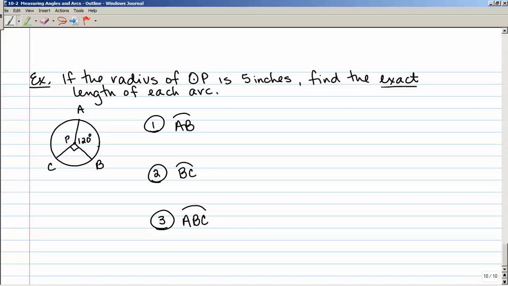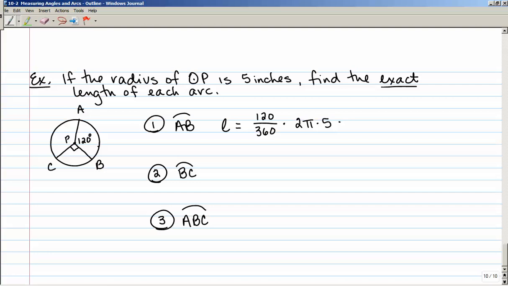If the radius of circle P is 5 inches, and remember, I need to know the radius, or I could use the diameter of the circle, because I need to plug it into the circumference formula. So if the radius of this circle is 5 inches, find the exact length of each arc. The length of arc AB is going to be the measure of that arc, 120 over 360. In other words, arc AB is 120 360ths of the entire circle. And I'm going to multiply that by the circumference, which is 2 times pi times the radius, which is 5.